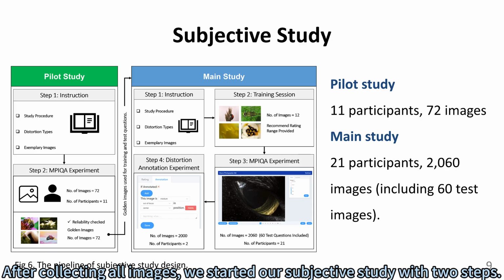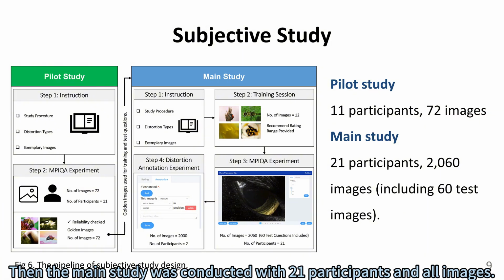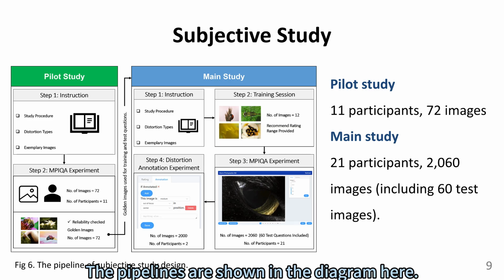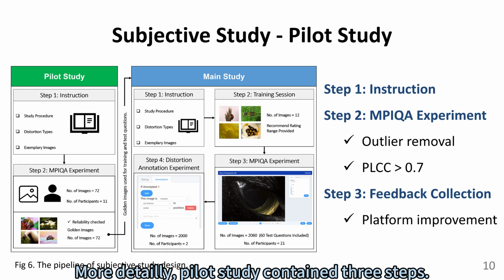After collecting all images, we started our subjective study with 2 steps. We did a pilot study first with 11 participants and 72 images. Then the main study was conducted with 21 participants and all images. The pipelines are shown in the diagram here. In more detail, the pilot study contains three steps.